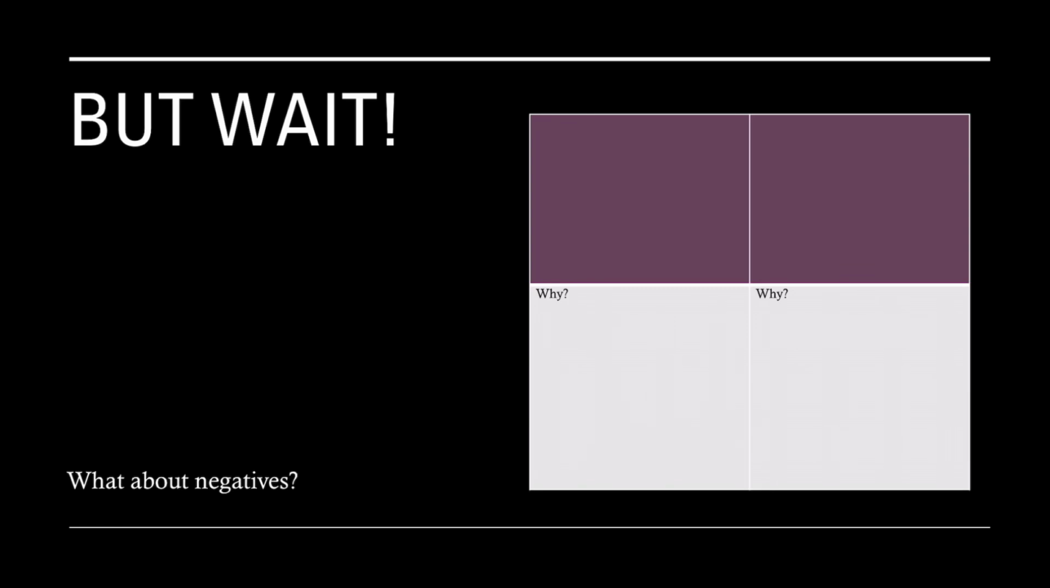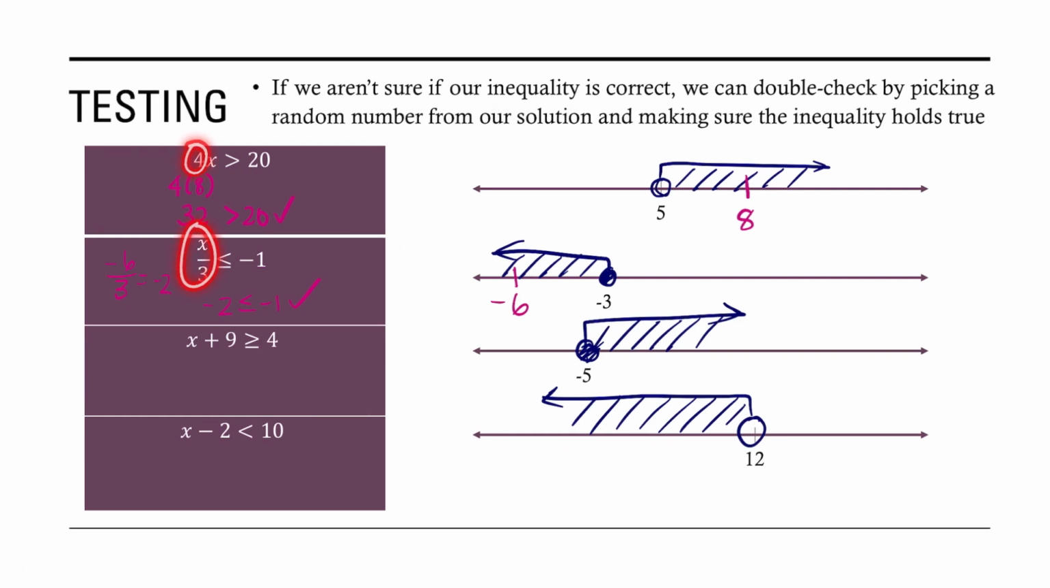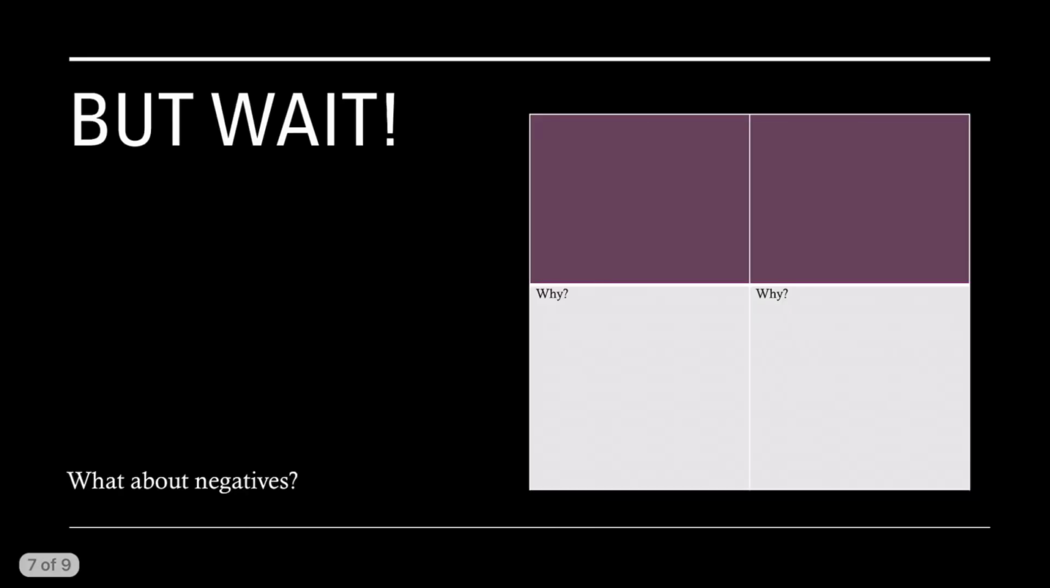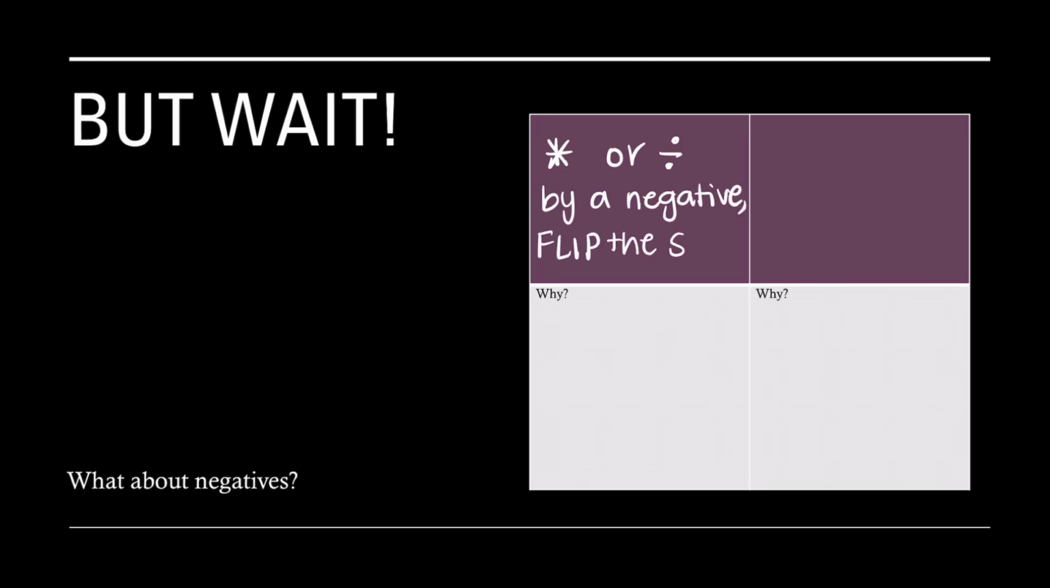But wait, what happens if we have negatives? So when I say negatives, I mean like, because if we look over here, all the numbers that I multiplied by X were positive. What happens if you have a negative number? So if you multiply or divide by a negative, you flip the sign. And I'll show some examples in a second. Whereas if you add or subtract a negative, you keep the sign.